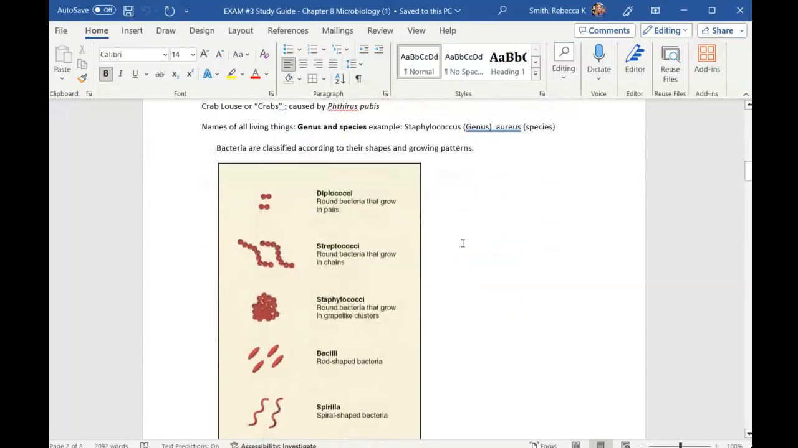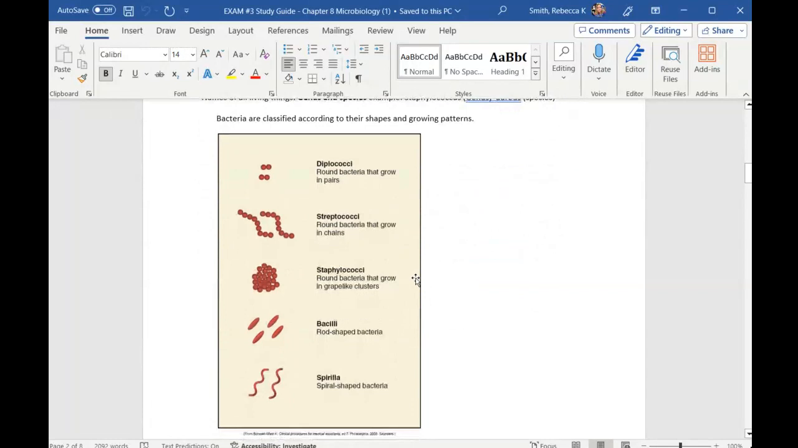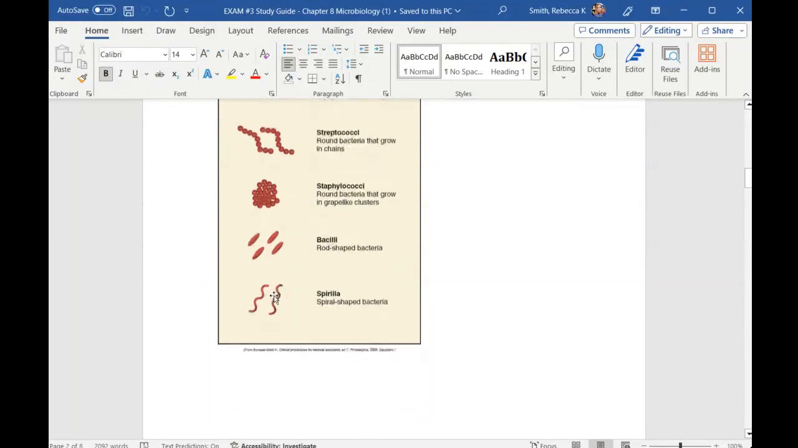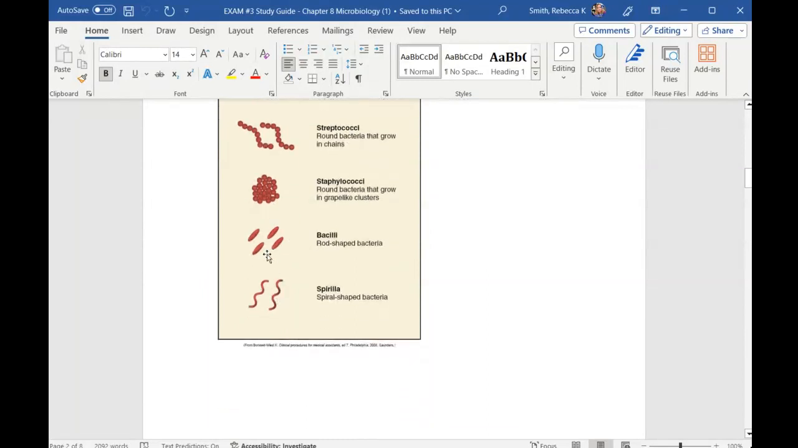All right, let's look at the different shapes of bacteria here. Diplococci, cocci you know is round, so two of them is a diplo. You're not going to have to know that. Just know cocci is round. Strep grows in chains. That's important. Staph likes to grow in grape-like clusters. So strep chains, staph clusters, like grapes. Bacilli are kind of like rods. And then we've got spiral-shaped bacteria as well.